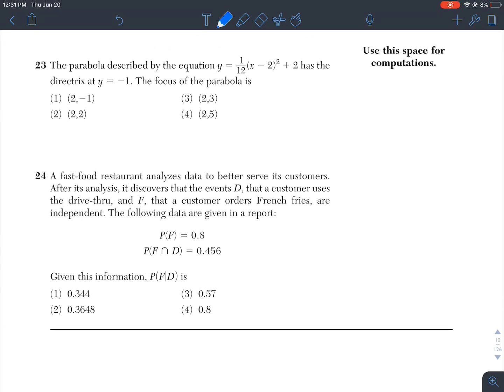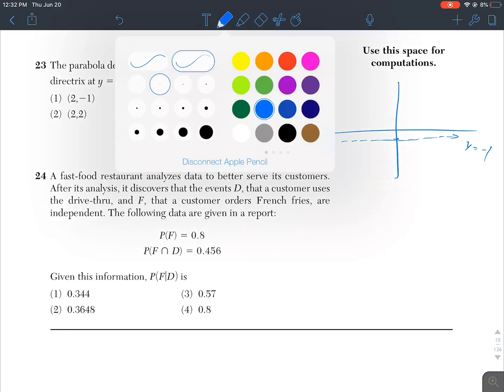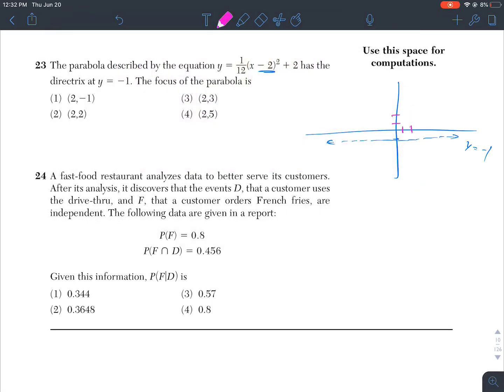The parabola described by the equation y equals 1 over 12 times (x minus 2) squared plus 2 has directrix at y equals -1. So you definitely want to graph this one. Directrix at y equals -1. The parabola, its equation is here, so its vertex is going to be shifted 2 to the right and 2 up. So the vertex is 2, 2.